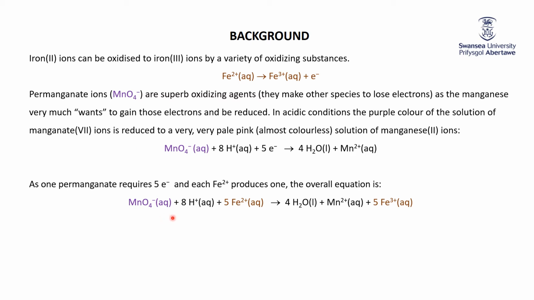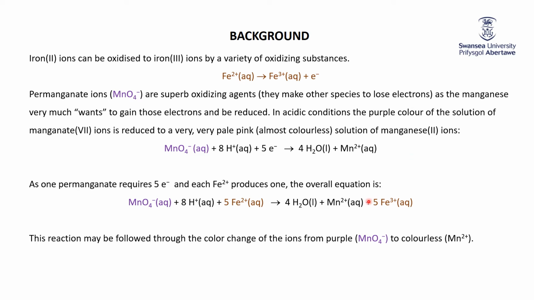And we get this overall equation. Do notice the balancing, because you'll have to use this very, very significantly later on. Each manganese needs 5 electrons to go from manganese 7 to manganese 2. Each iron needs to lose 1 electron to go from iron 2 plus to iron 3 plus. So it's a 5 to 1 stoichiometry that you'll need to use.